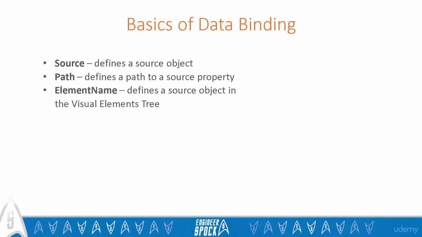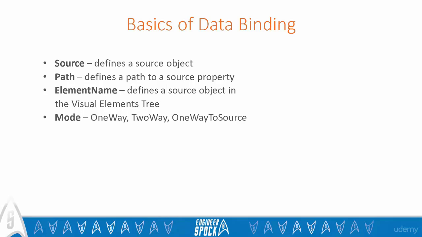ElementName. ElementName has the same meaning as the Source property. The only difference is that ElementName is used for referring to named UI elements defined in XAML. Mode. It defines a binding mode, which could be one of the following: OneWay, TwoWay, OneWayToSource, and Default. The Default option is a little bit tricky.